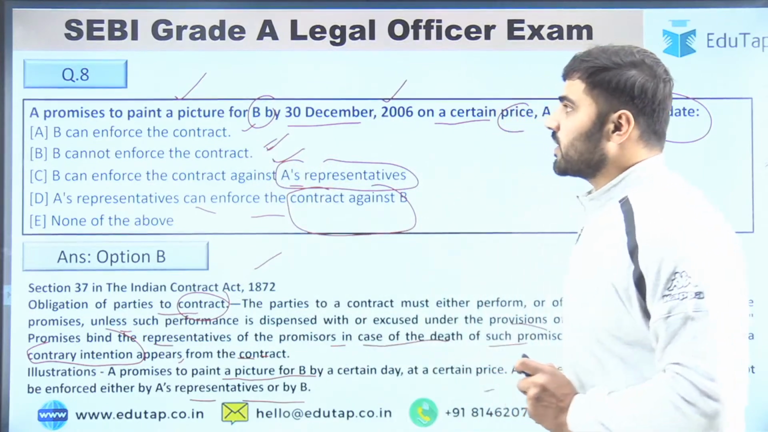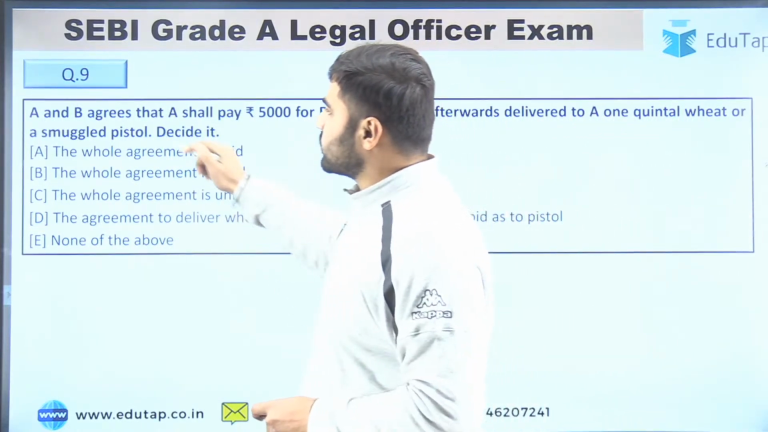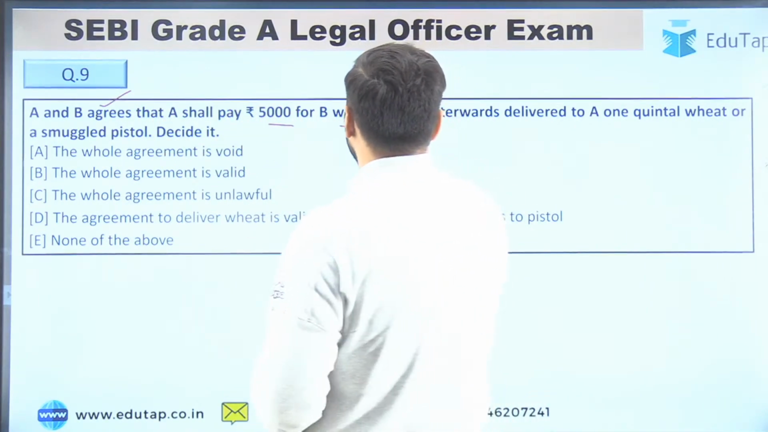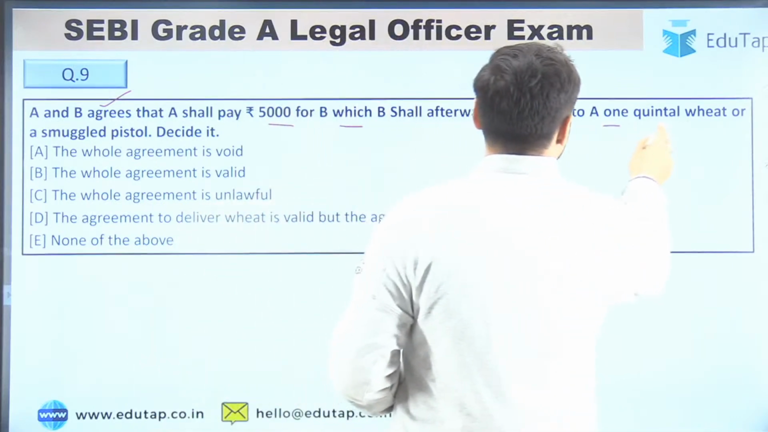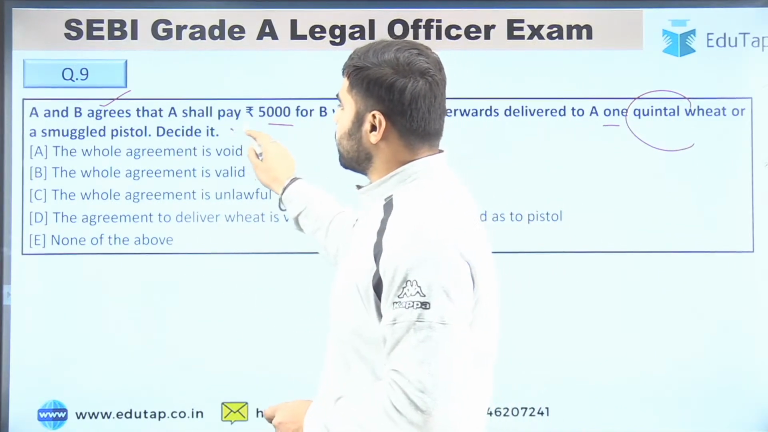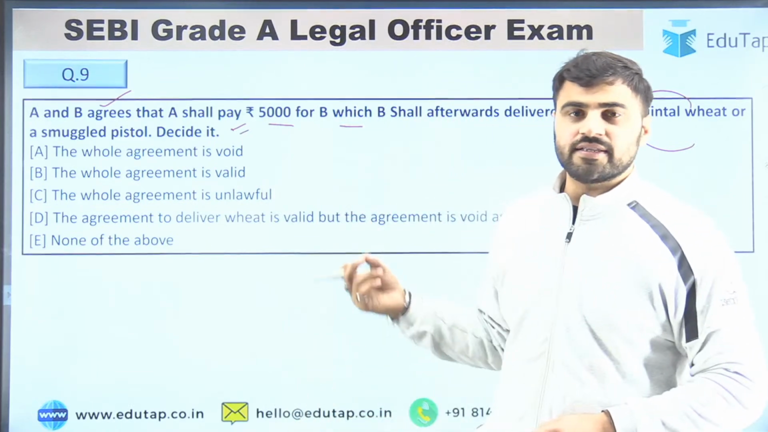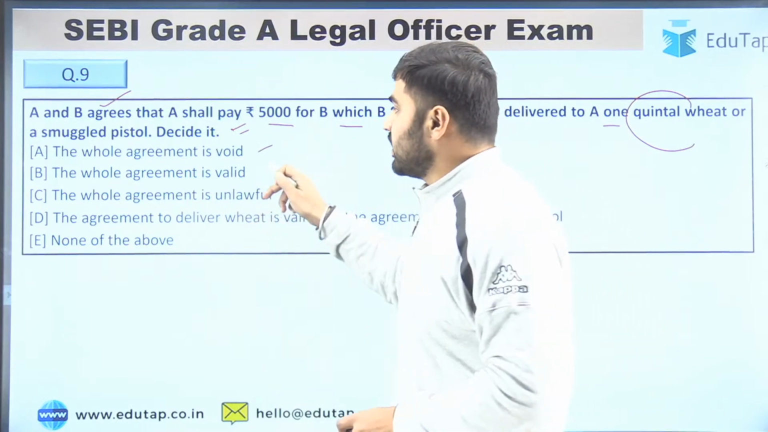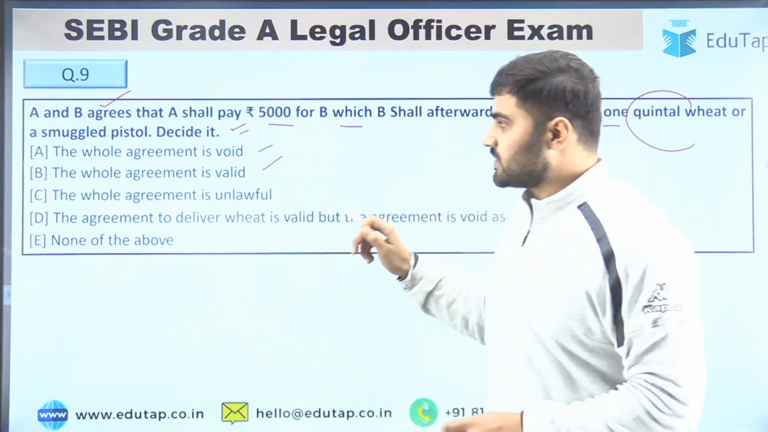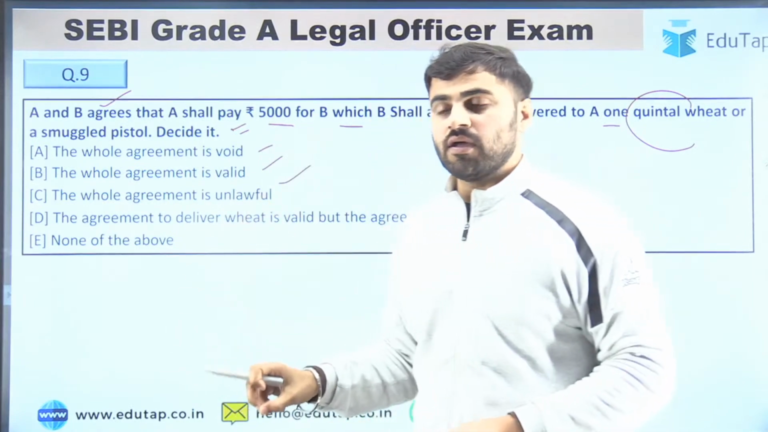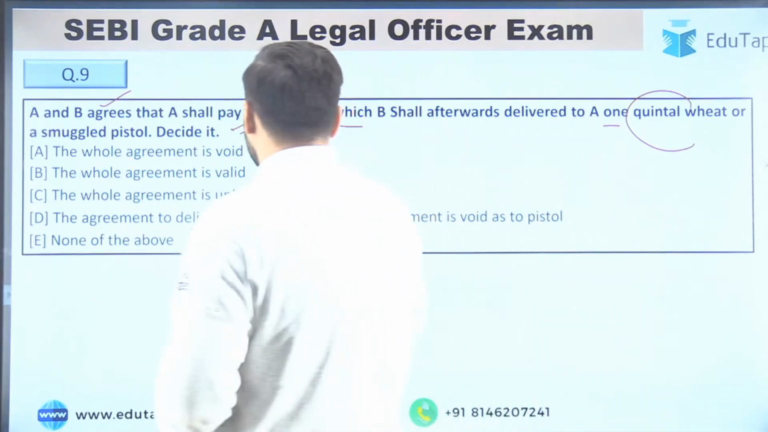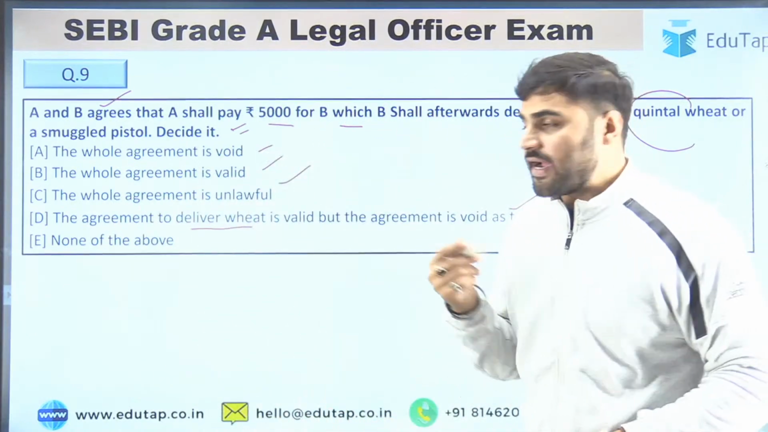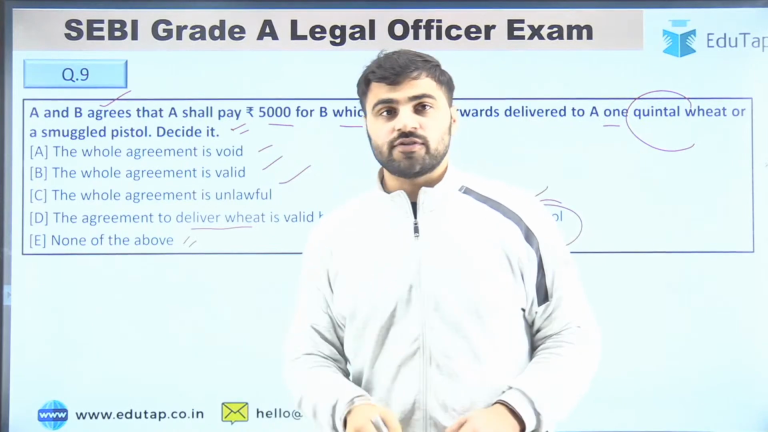Now let's move to question number 9. Question number 9 is again an illustration. A and B agree that A shall pay rupees 5,000 to B, for which B shall afterwards deliver to A 1 quintal of wheat or a smuggled pistol. So decide this case. The options are: option A, the whole agreement is void; option B, the whole agreement is valid; option C, the whole agreement is unlawful; option D, the agreement to deliver wheat is valid, but the agreement is void as to the pistol; and the last is none of the above. So which of the following is correct?